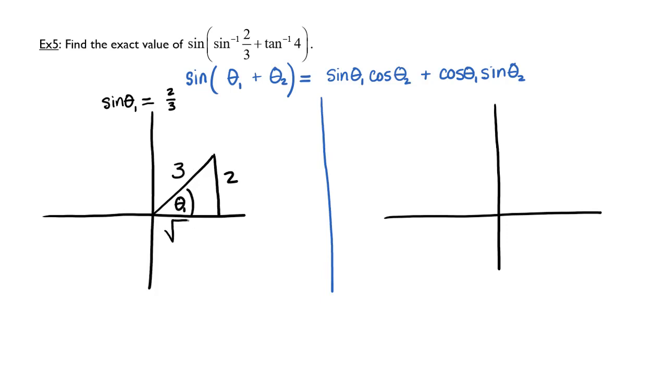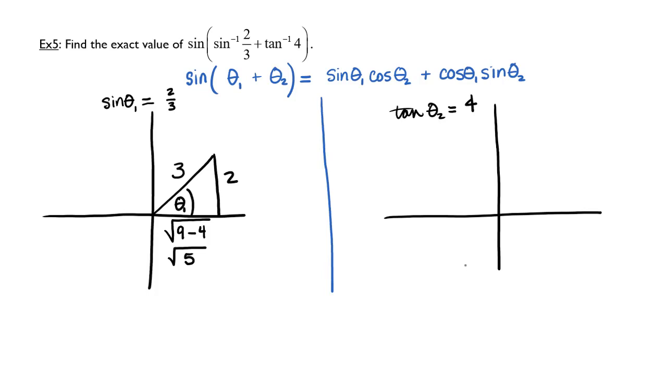I need to find the other side, which will be 3 squared or 9 minus 2 squared or 4. That gives me the square root of 5 as my other side. Now let's calculate tan inverse of 4. That means that tangent of theta sub 2 is equal to 4.